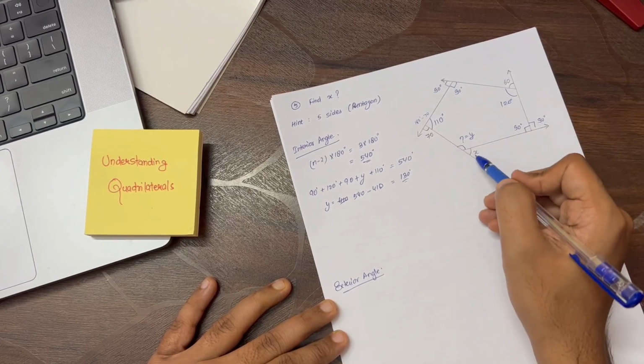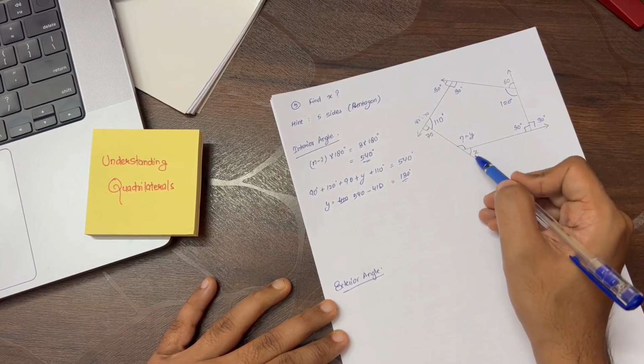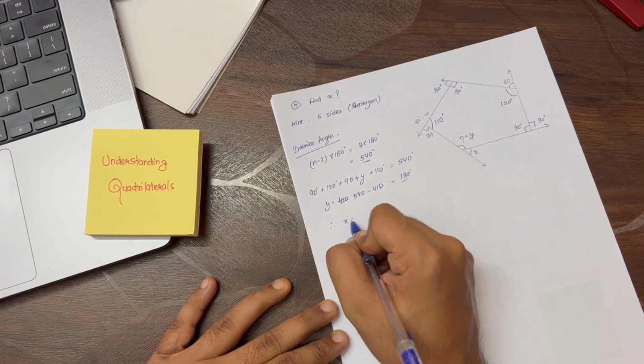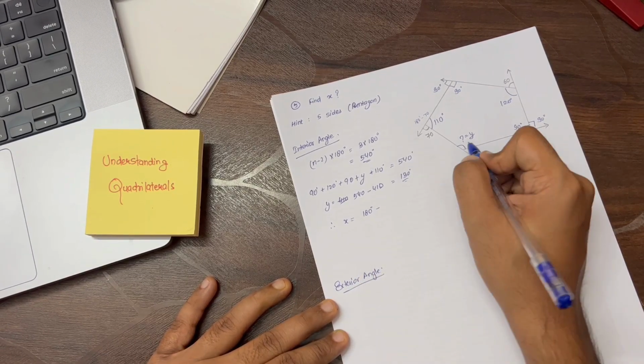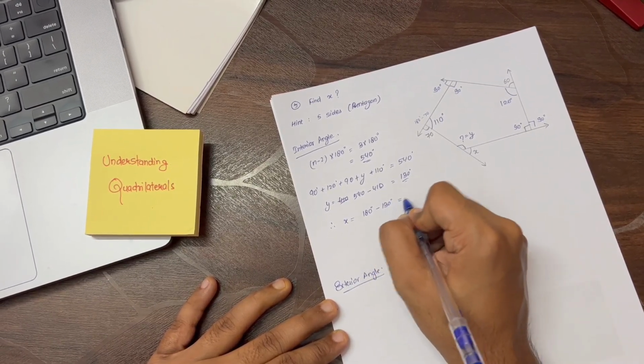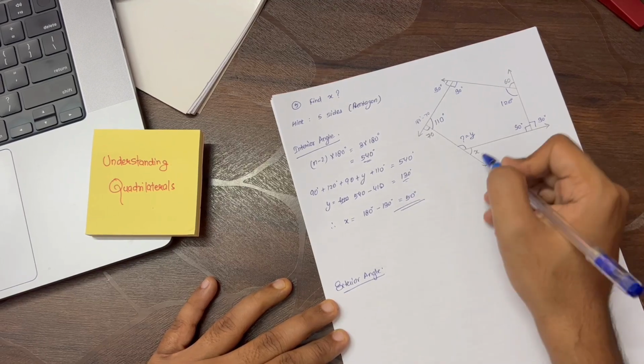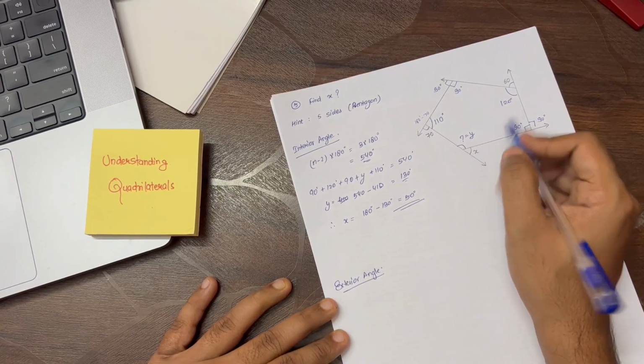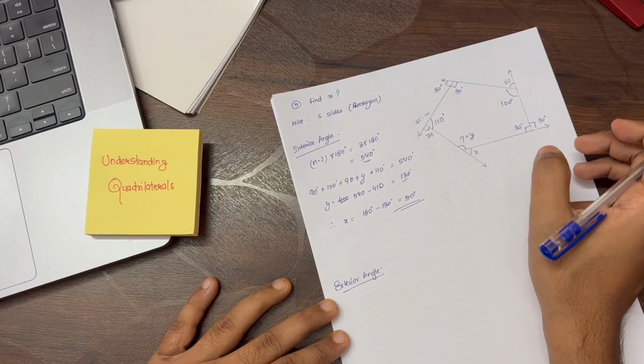Now we have to calculate x, not y. So this is 180. Therefore our x is 180 degrees minus this y, 130 degrees, which equals 50. So we got our x as 50 degrees. This is the approach of interior angles.